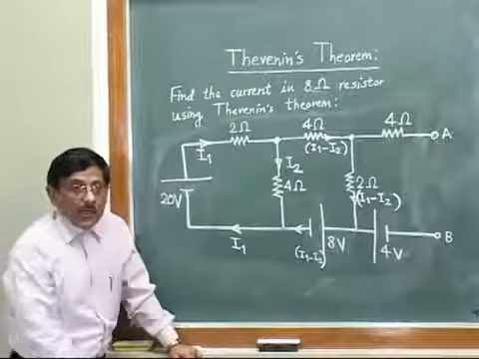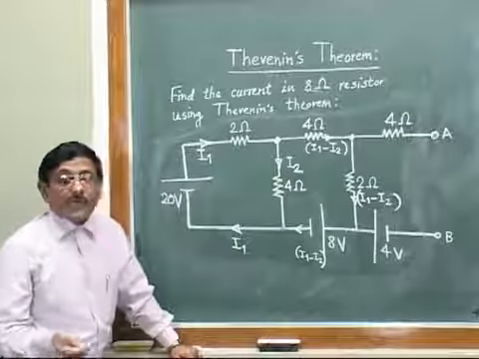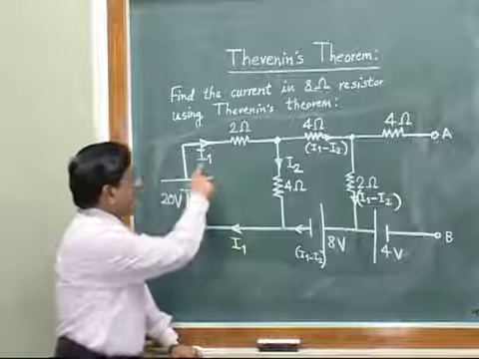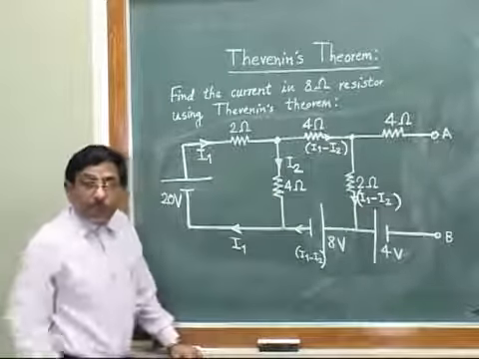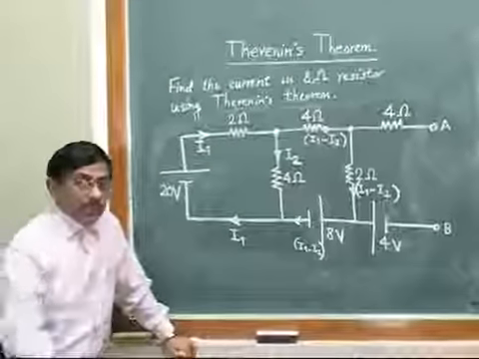Once we distribute the currents, our next thing is to identify the loops. Now we have two variables, I1 and I2, that we have to find out. So we will need two equations.